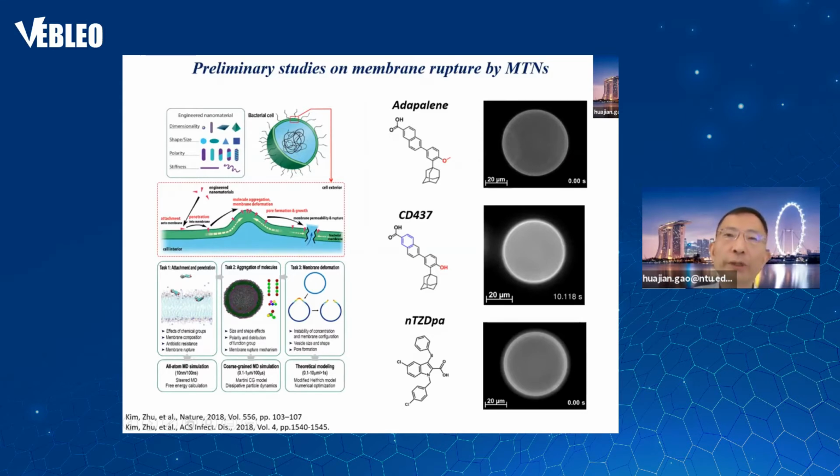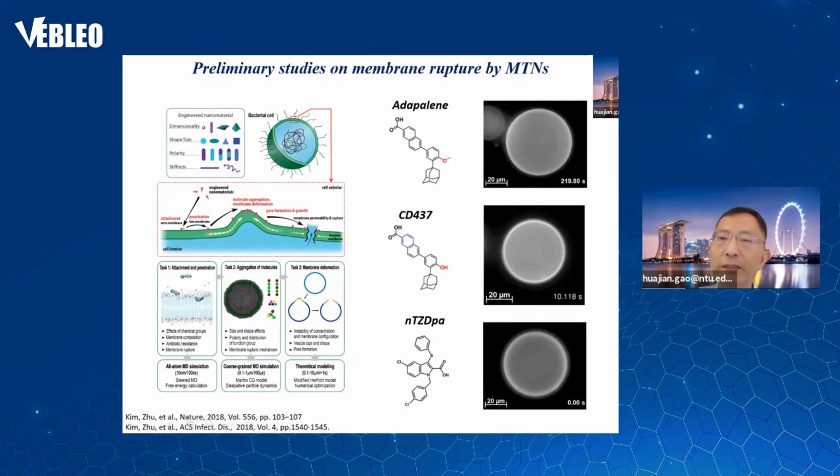Usually when we consider these compounds, we consider their dimensionality, whether they're particle-like, rod-like, or plate-like, or some other shape, or their polarity or their stiffness. All these can affect how they react with the cell membrane. For example, this experiment shows adapalene barely interacts with the cell membrane. So the cell membrane is intact; it has almost no influence.